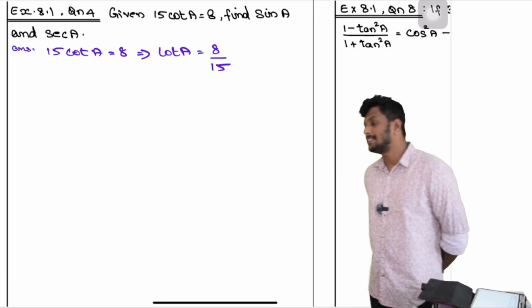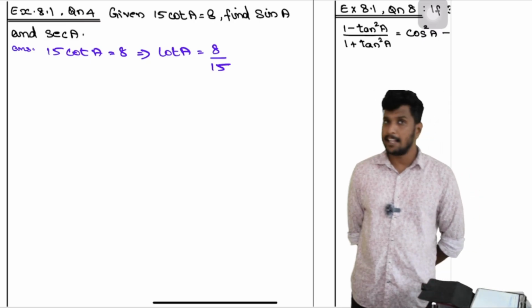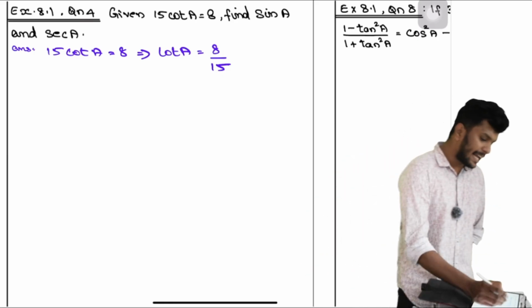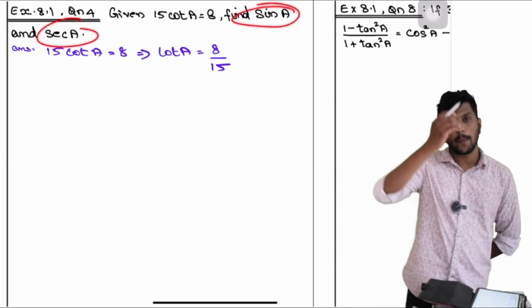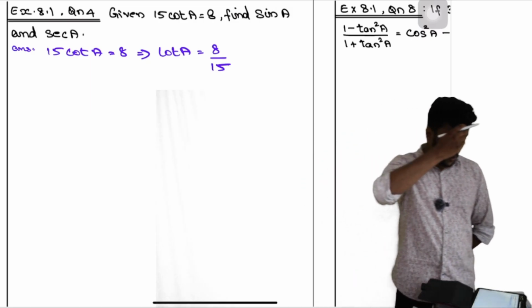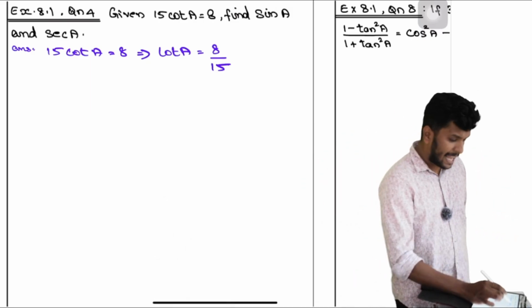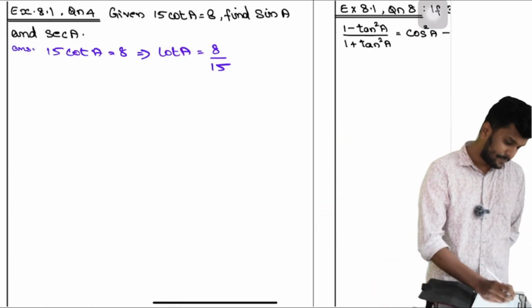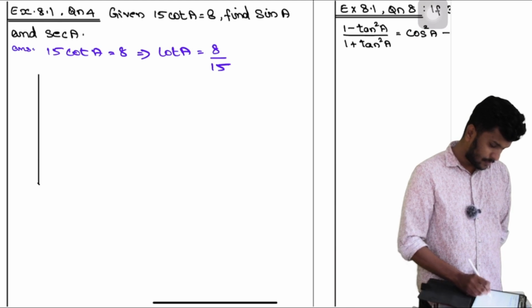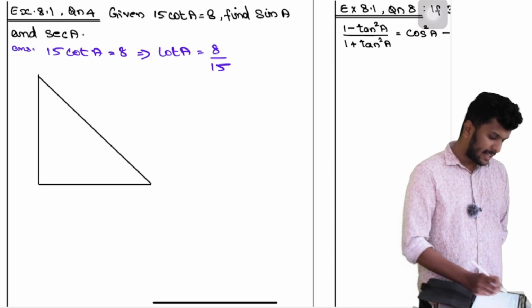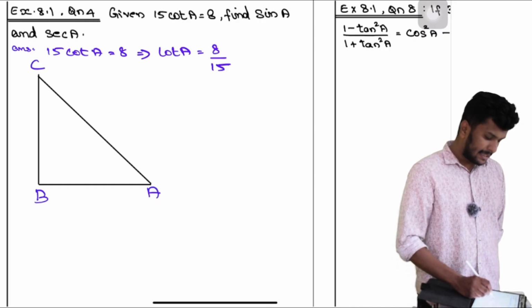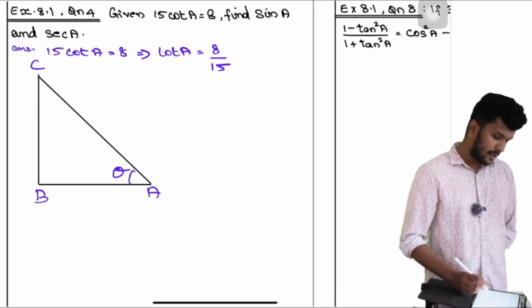So cot A is equal to 8 by 15. Now, like how we did the previous question, you need sine and sec. Yes or no? So always draw a right triangle. Now, what is the angle mentioned here? A. So you have to take the acute angle as A from the right triangle. So I have the right triangle. I call it as A, B, C. This is the angle that you are taking. Let's call theta.